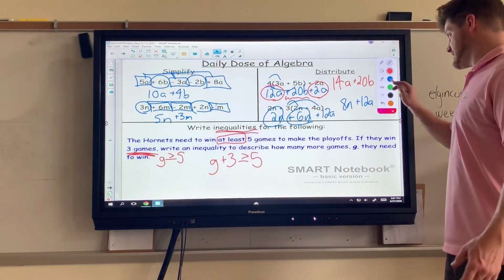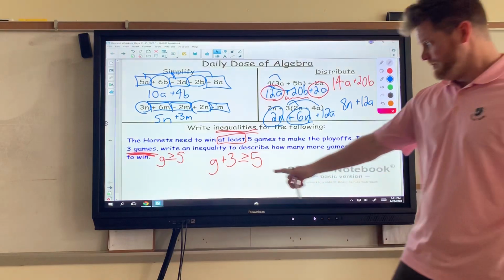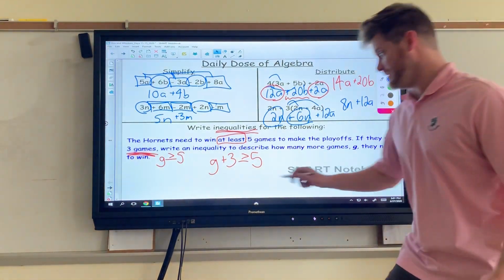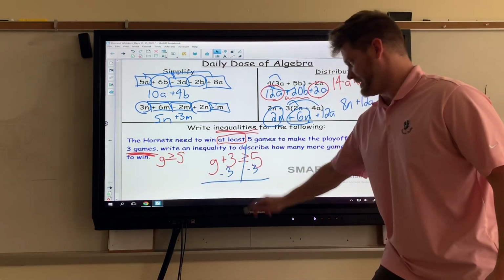Now, just like one-step equations, we got to isolate our variable. We got to get that G by itself. So in order to get the G by itself, we got to get rid of the plus 3. And the inverse of plus 3 is minus 3. Remember, what we do to one side, we got to do the other.